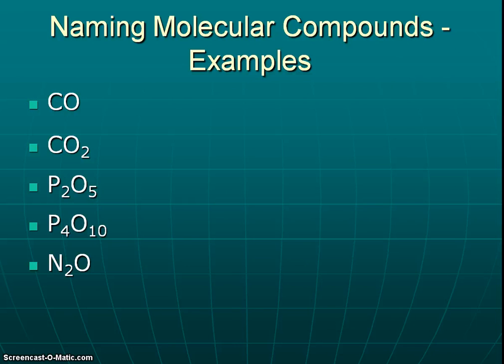So let's look at a few examples. The first one, you have 1 carbon, but you don't use mono for the first element. You're just going to write carbon. You also have 1 oxygen, but you can use mono for the second one, so you're going to say monooxide, but since there's 2 O's there, it gets a little confusing, so they just drop 1 O. So it becomes carbon monoxide.